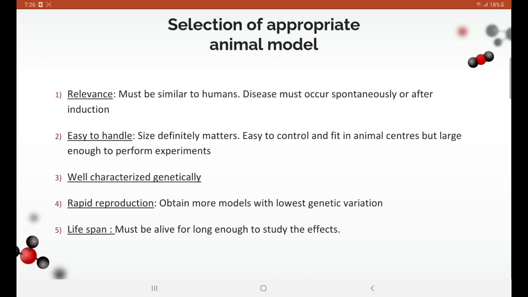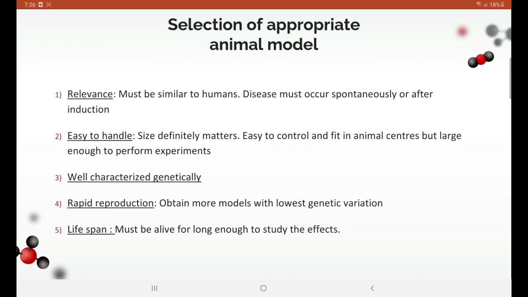It is of utmost importance that the phenomenon which we want to study in the animal must be comparable to humans. If we cannot compare humans and that animal in that particular phenomenon, you should not select that animal. For example, if you want to study something related to limbs, that is hands and legs in humans, we cannot use zebrafish for obvious reasons. If we want to study an autoimmune disease, it must develop in the animal, either spontaneously or by induction. Relevance is the most important criterion for selection of an animal model.